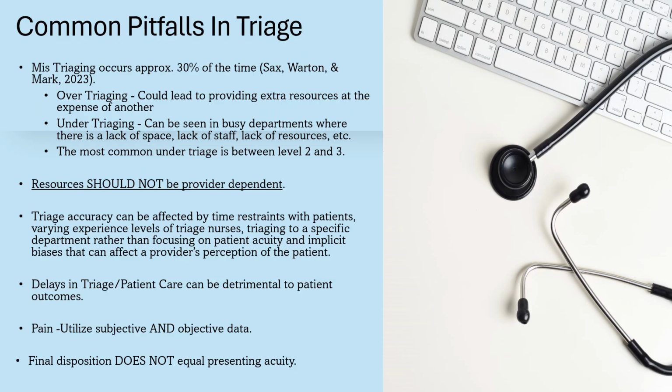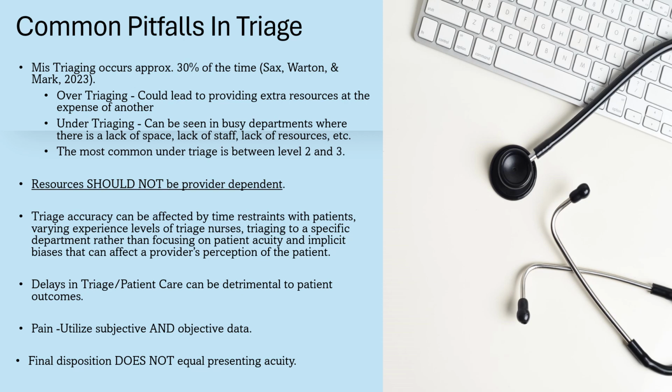Okay, I want to address some common pitfalls in triage. So let's talk about mistriaging first. Mistriage occurs approximately 30% of the time. That's a lot. Over-triaging can lead to providing extra resources at the expense of another patient. So let's say you over-triage your patient and you're providing all these resources and they don't truly need it. That could be taking you away from another patient who does need it. Under-triaging, which happens a lot, and I'll talk about this in just a second, but typically this can be seen in busy departments where there's a lack of space, lack of staff, lack of resources, etc.